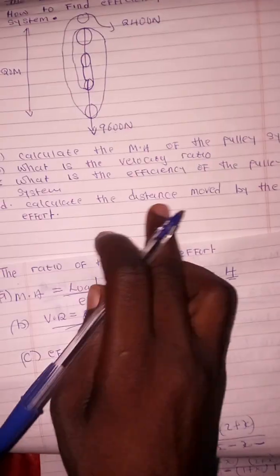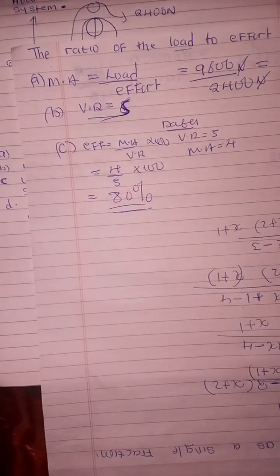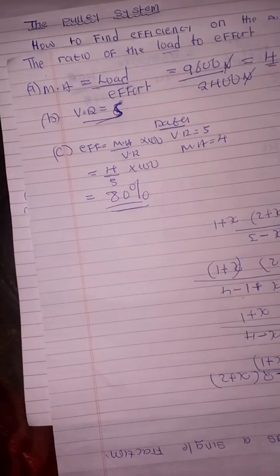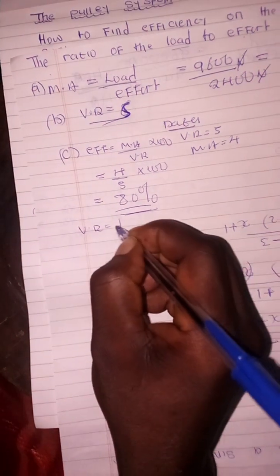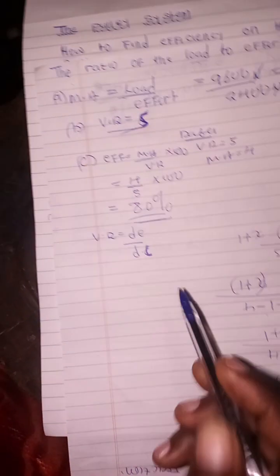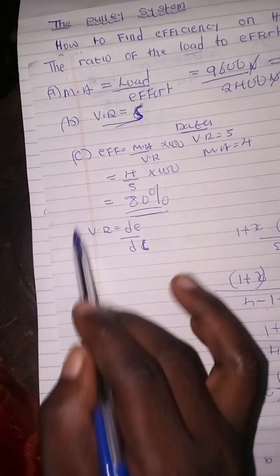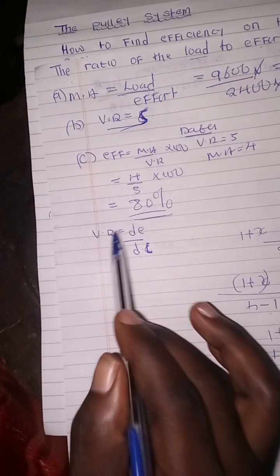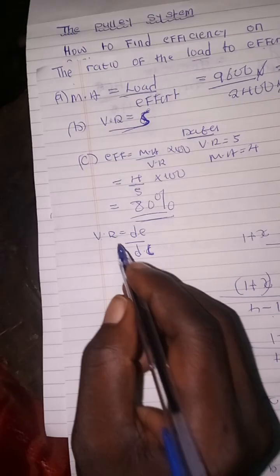The last question: calculate the distance moved by the effort. When you are calculating the distance moved by the effort, what are you going to do? We know that velocity ratio is equal to distance moved by the effort over distance moved by the load. This is the only formula that we can use, because the only formula which has the distance moved by the effort and the load is the velocity ratio. So we're going to use this formula.